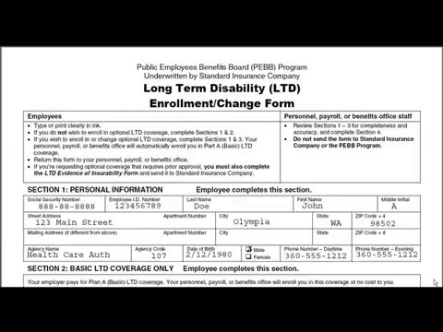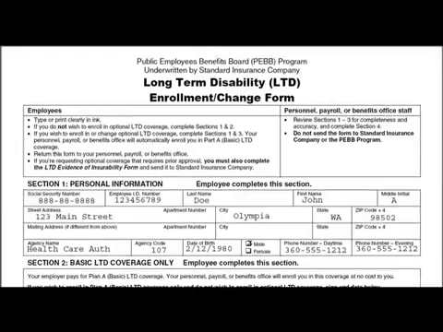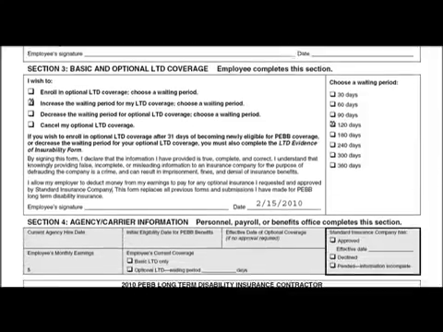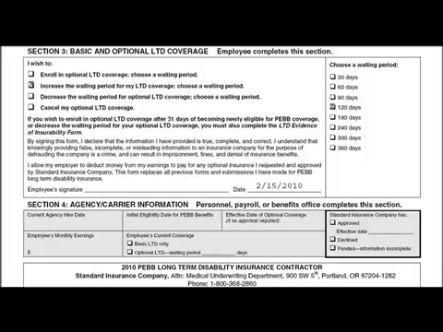Section 1 is your personal information. Complete all information in this section. Skip Section 2. Section 3 is for making changes to your optional long-term disability coverage.